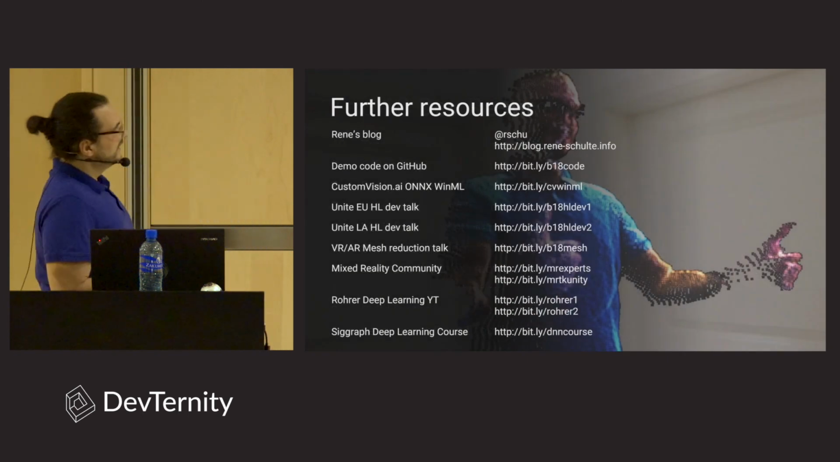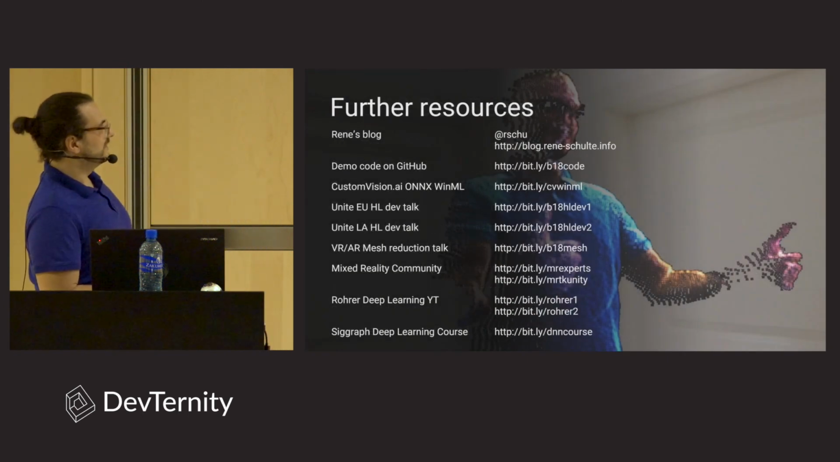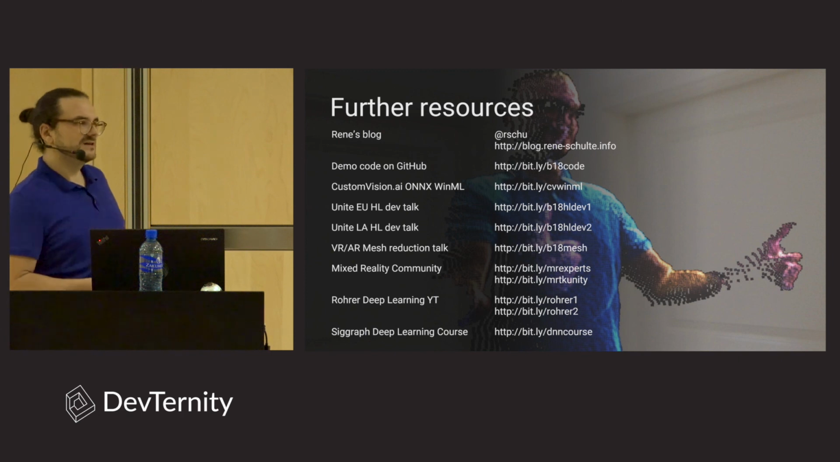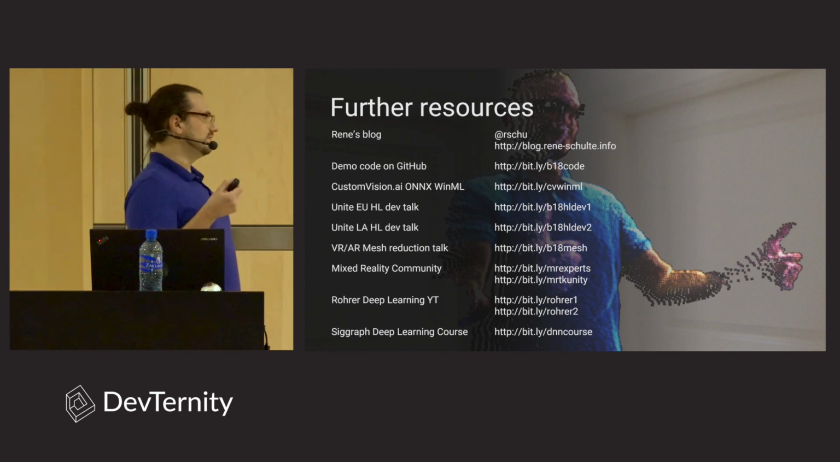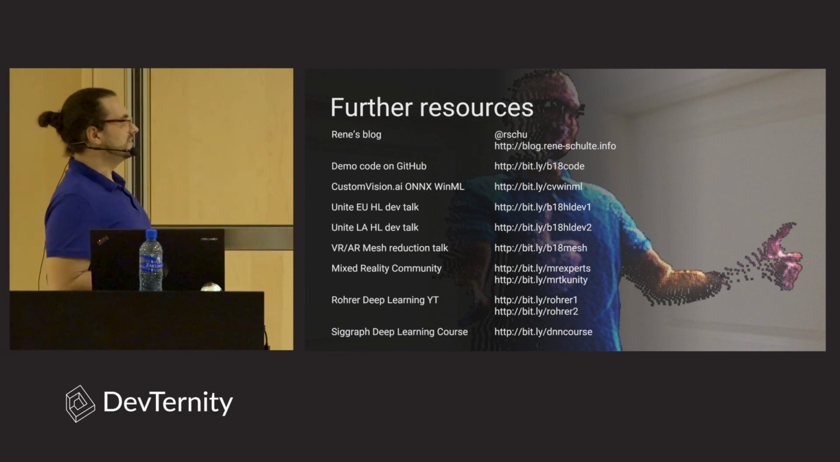Couple of links. These are really good ones here from Brandon Rohrer. He put up some really good YouTube videos. They're just 20 to 30 minutes, and he explains neural networks and also convolutional neural networks very, very well and very nicely and visually.